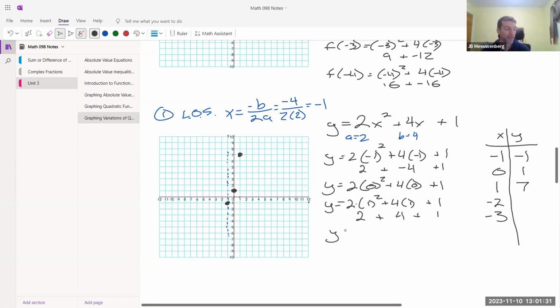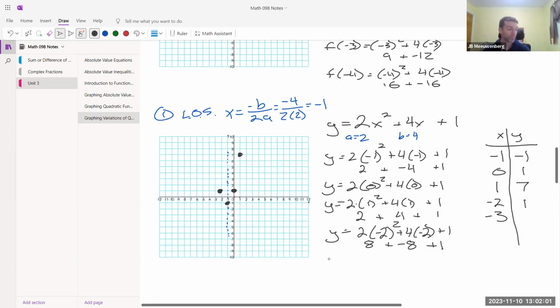Now let's do the left side. Y equals 2 times negative 2 squared. We're now using x as negative 2, plus 4 times negative 2, plus 1. Negative 2 squared is 4, times 2 is 8. 4 times negative 2 is plus negative 8, and then plus 1. This is 0, plus 1. Negative 2, 1 is right here, and yay, it's reflected right across that line of symmetry.